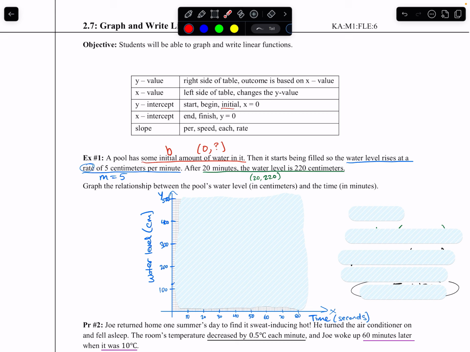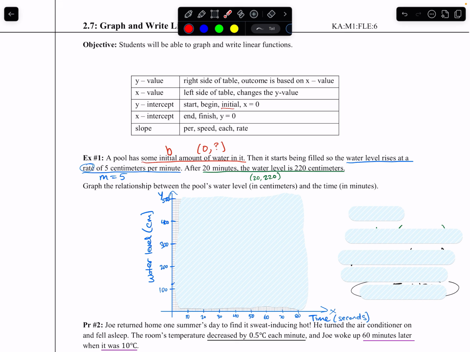But to start, before I uncover anything, I do want to point out that if you're creating your own graph, you should always do 3 things. First, draw your axes, your x-axis and your y-axis. Next, you need to label your x-axis and your y-axis. And the label is right here. So we're saying that the variable x represents time, and that's measured in seconds. And the variable y represents the water level measured in centimeters.